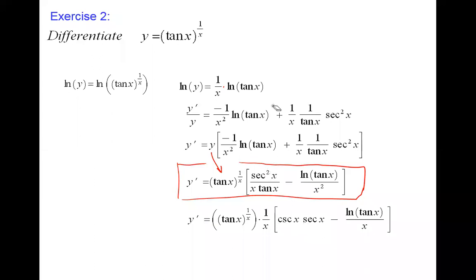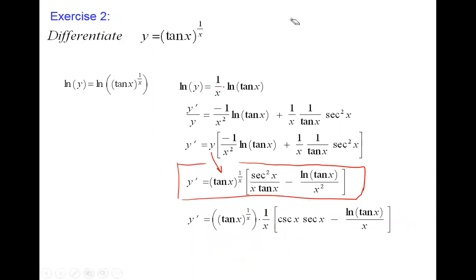Secant square is 1 over cosine square. Tangent is sine over cosine. That means simplifying this, I got cosecant of x times secant x. Okay, I can possibly do this for you.